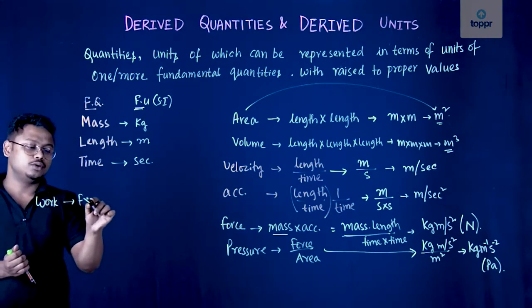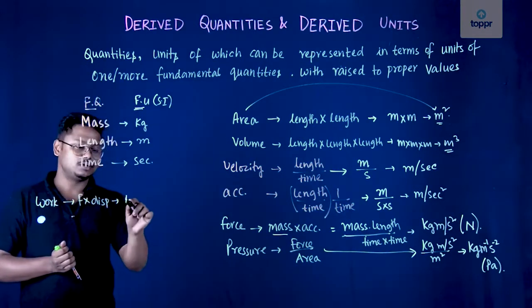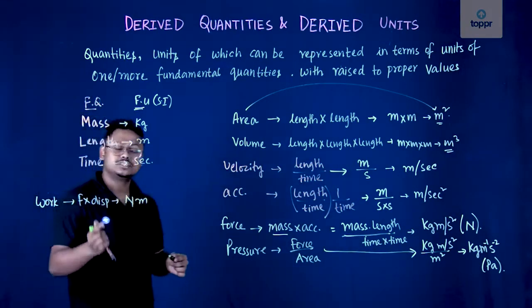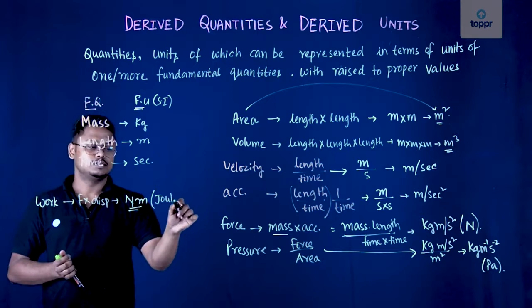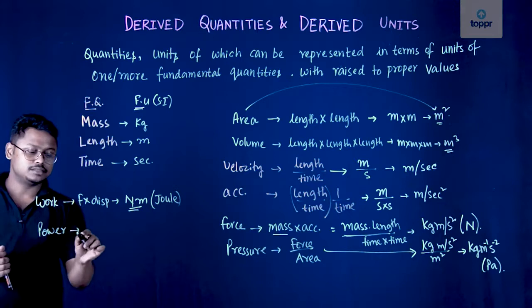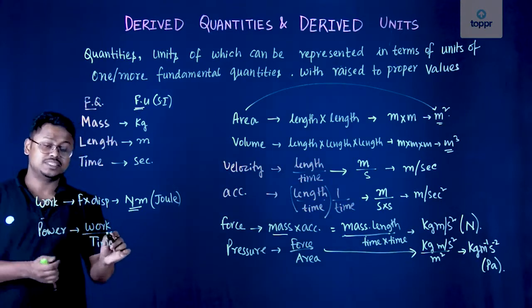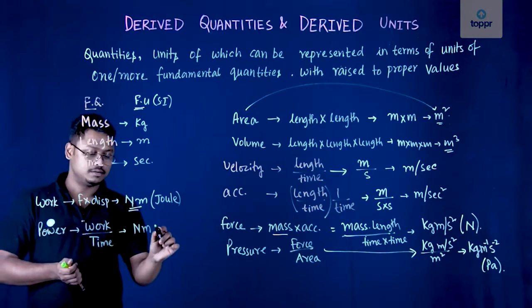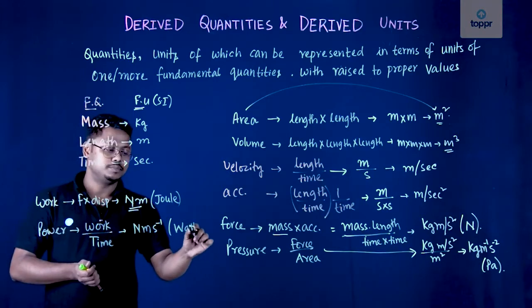Again, work done is force into displacement or distance, right? You know the unit of force is Newton, that is kg meter per second square, and it will be multiplied by just meter because distance has the unit of meter, and this is also called joule, right? Now if you find power, power is nothing but work done per unit time. Time is again a fundamental quantity, right? So I can write it as Newton meter second inverse, and this is called watt, represented by capital W.